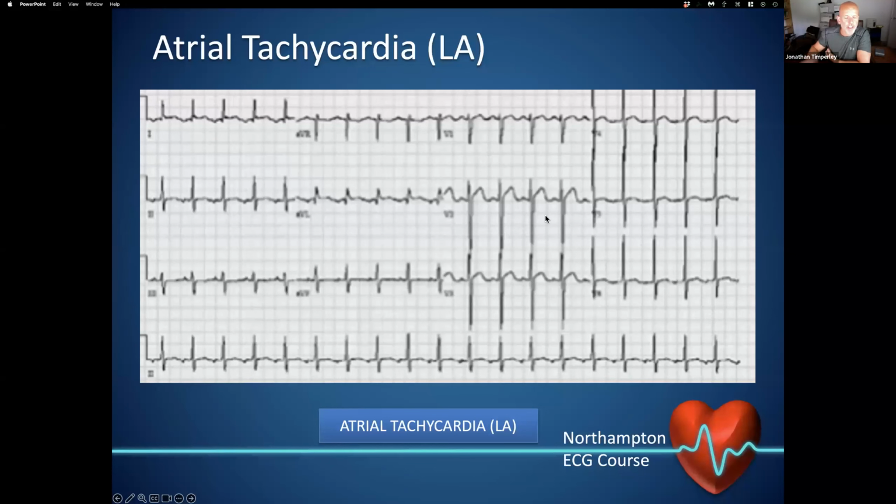Atrial tachycardias can often be precipitated by having had an AF ablation. When you've got a lot of burning within the atria, that in its own right can lead to individual tachycardias that can be a bit of a nuisance. They can be a problem in their own right, and they tend to occur generally in the elder population rather than the younger.